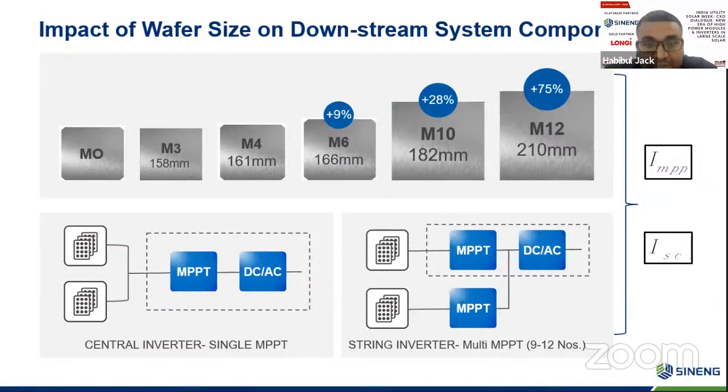For module or inverter, we usually look into two values. First one is IMPP and second one is ISC. As the current of wafer increased 9% with 166, 28% with 182, and 75% with 210 millimeter wafer, existing inverter solution had faced some problem with it, and that is the limit of the short circuit current and MPPT current or operating current of the inverter.